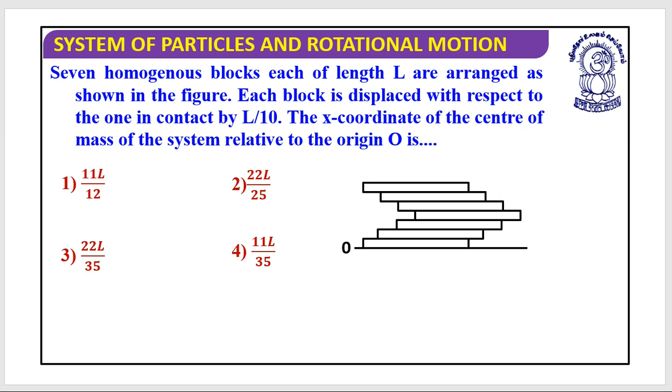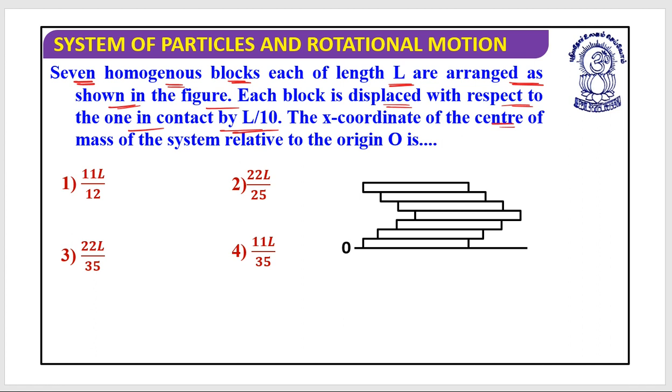Let's look at this. What they say is, seven homogeneous blocks, each of length L, are arranged as shown in the figure. Each block is displaced with respect to the one in contact by L by 10. Now what they want is the x coordinate of the center of mass of the system relative to the origin. Great. So how will you do this?